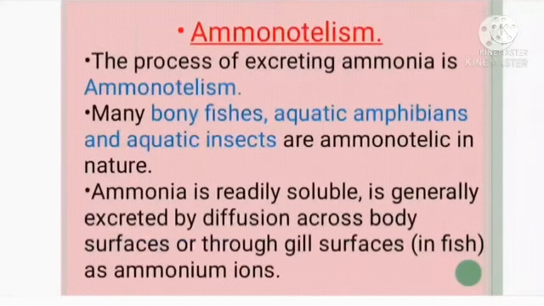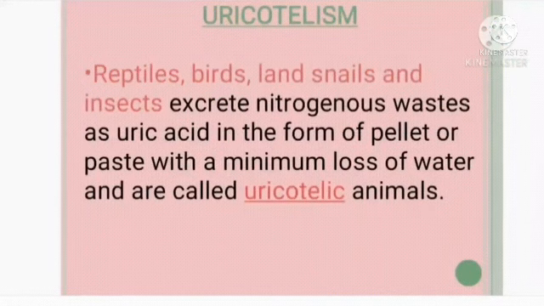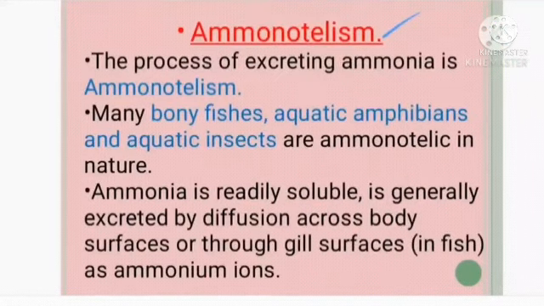Based on the form of nitrogenous waste eliminated from the body, organisms can be classified into three types. The first is ammonotelism, the second is ureotelism, and the third is uricotelism. Ammonotelism is excretion in the form of ammonia. Ureotelism is excretion in the form of urea, and uricotelism is excretion with the help of uric acid.